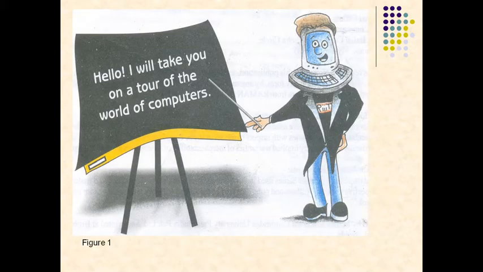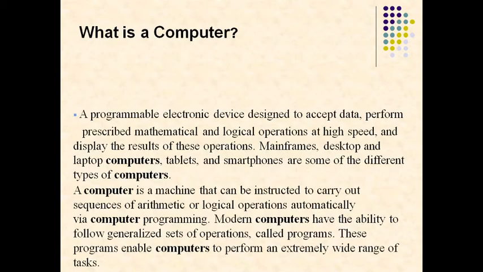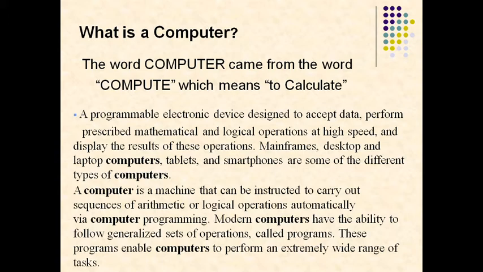Now, this is a picture where you can see it is showing, hello, I will take you on a tour of the world of computers. So what is a computer? Let us see what is a computer. A computer is a machine that can be instructed to carry out sequence of arithmetic or logical operations automatically via computer programming. Modern computers have the ability to follow generalized sets of operations called programs.